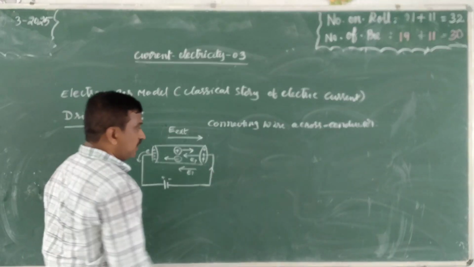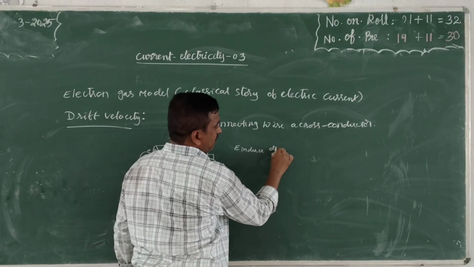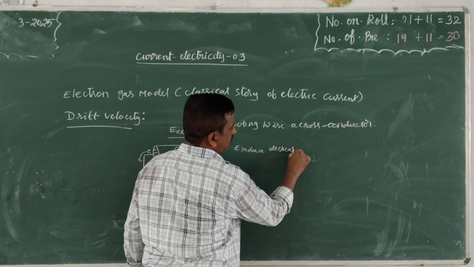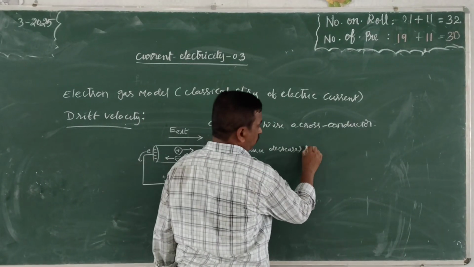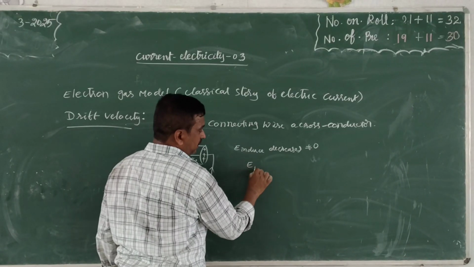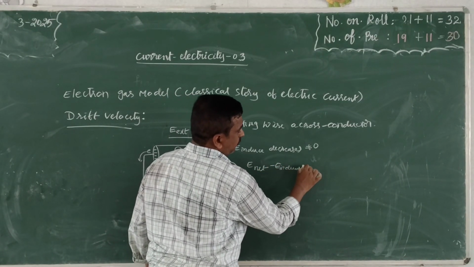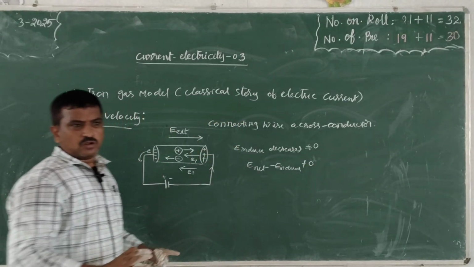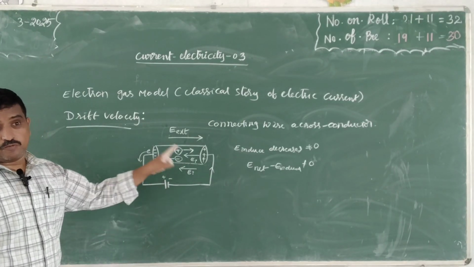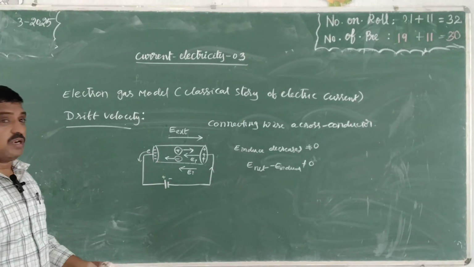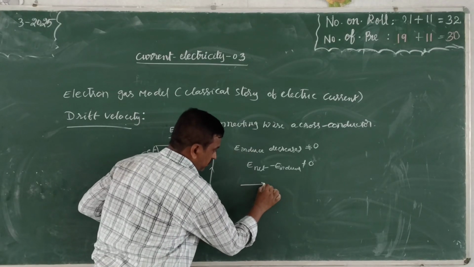Yes, E induced decreases because of the connecting wire across the conductor. When E induced decreases but is not 0, then E net, which is E minus E induced, is not 0. In that case electrons are moving in the conductor, and because of the moving electrons, current is produced. See here, for example, it is the electric field.